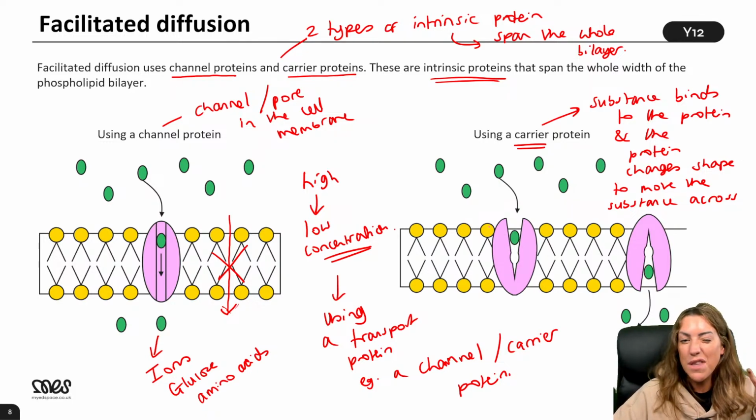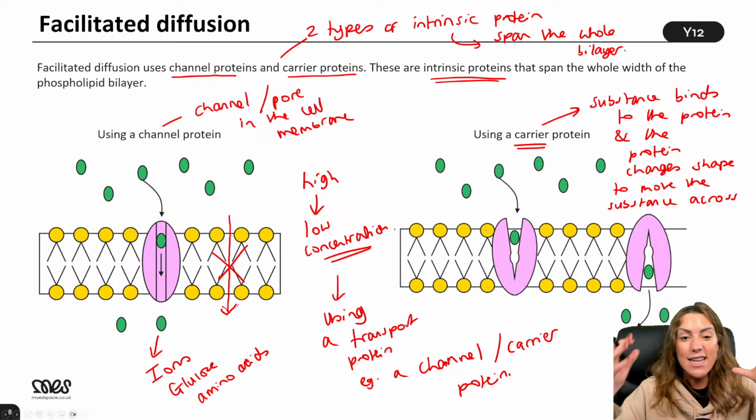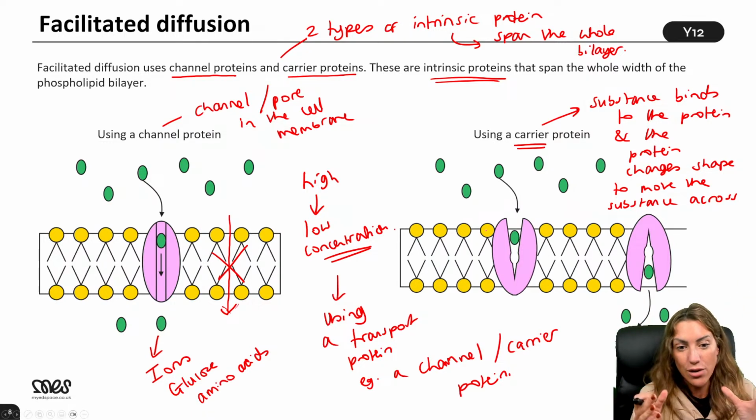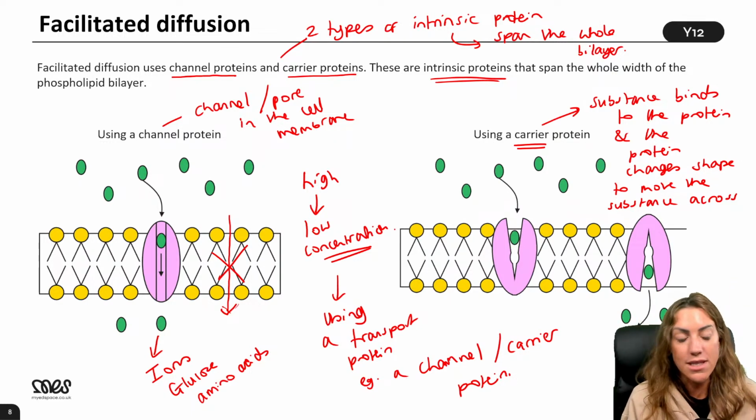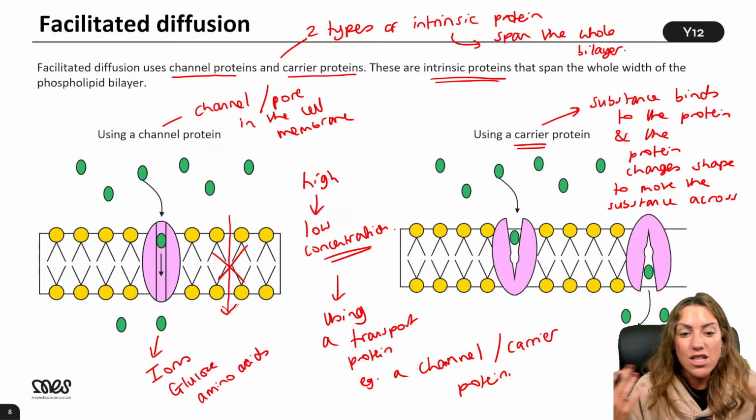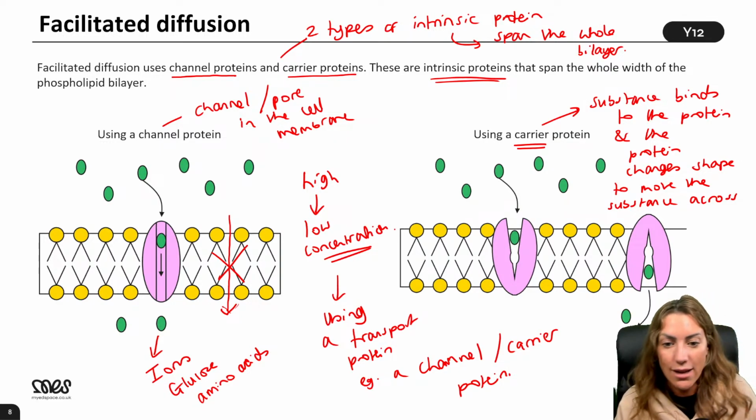Channel protein, there's nothing really to explain. It just creates a channel in the membrane. It's just a pore. It just creates like an alleyway in the membrane. So we just say it's a protein, it's a channel protein. It creates a channel in the membrane.